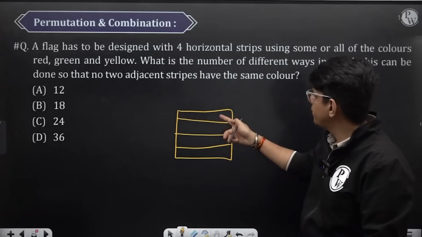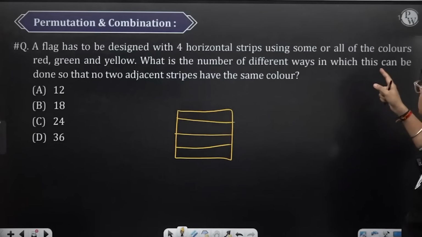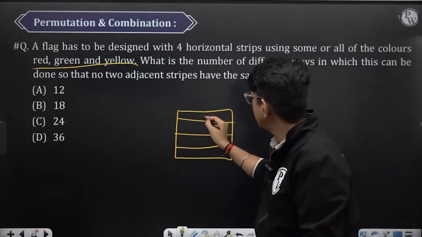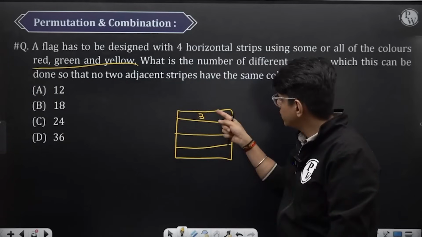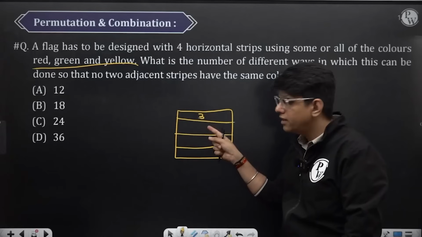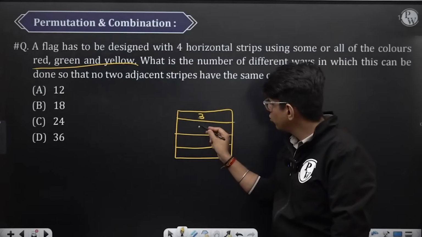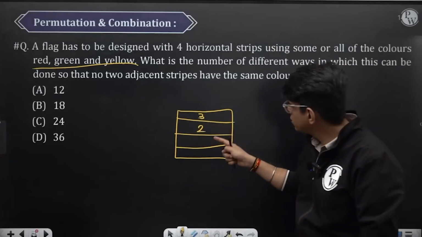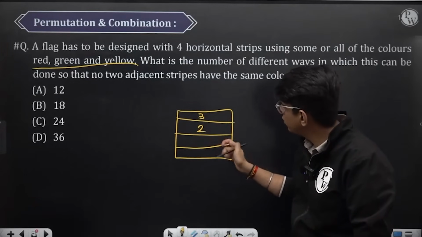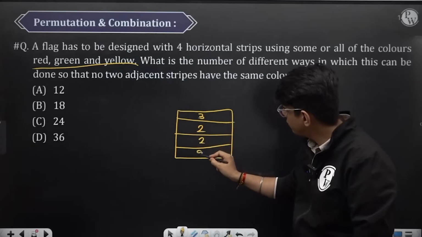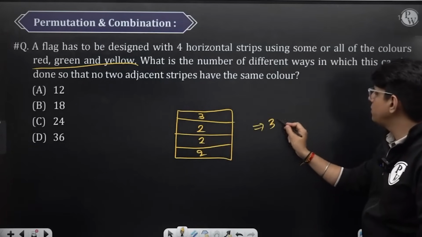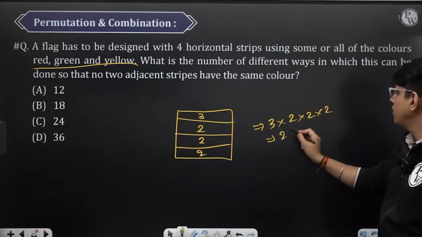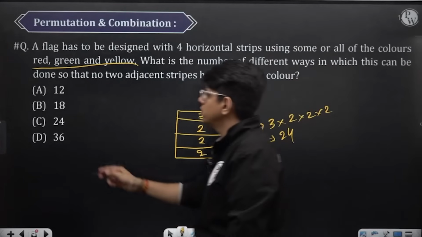So suppose for the first stripe, how many colors do we have? Red, green and yellow. There are 3 colors. So I can choose any of the 3. Now if I choose red, I have a constraint that I can't choose red here, right? So I will be left with 2 options. Suppose I choose green here. Now I can't choose green here, but I can choose red and yellow. So again I have 2. Similarly, I will have 2 options here also. So the total number of possibilities is 3 into 2 into 2 into 2, which is 24. So there are 24 such flags possible.